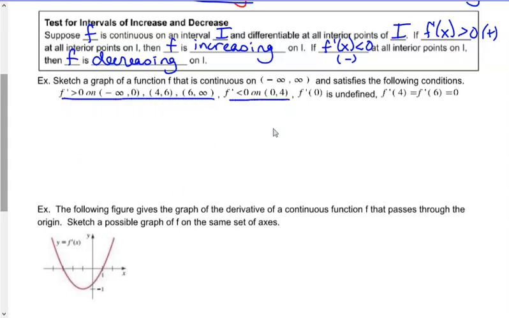I'm going to look right here on this. So I'm going to kind of make a number line. I like to go with some number lines here. And we're breaking at 0, 4, and 6.